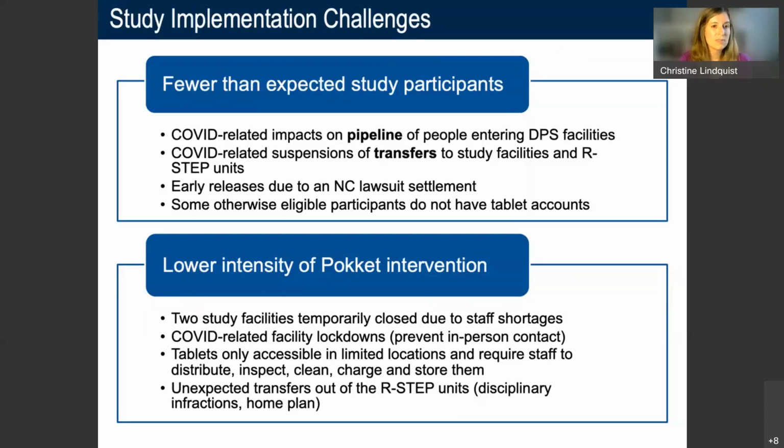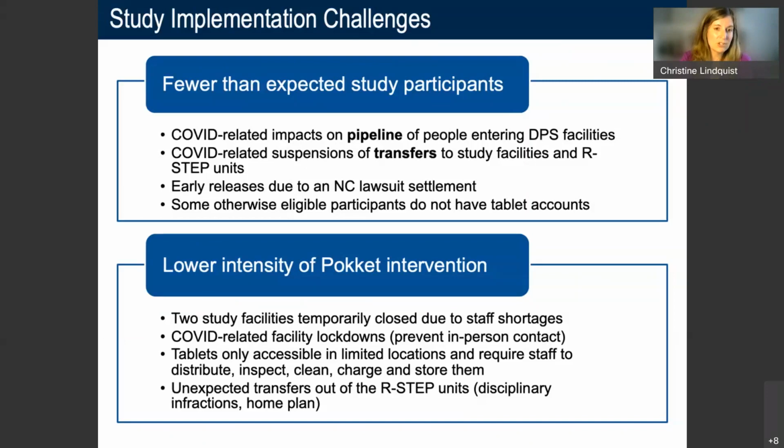And even within the study facilities, there were difficulties getting people transferred into RSTEP units because of pandemic-related protections. We also had a North Carolina specific challenge where a number of individuals who would have been eligible for our study were released early because of the terms of a lawsuit settlement. And then also we found that in the RSTEP units, which are diminished in terms of the number of eligible clients, some people who would be eligible for the study do not have tablet accounts, either because they didn't choose to sign the tablet agreement or because case managers or other staff just have not been able to work with them on getting it signed, again, because of the pandemic.